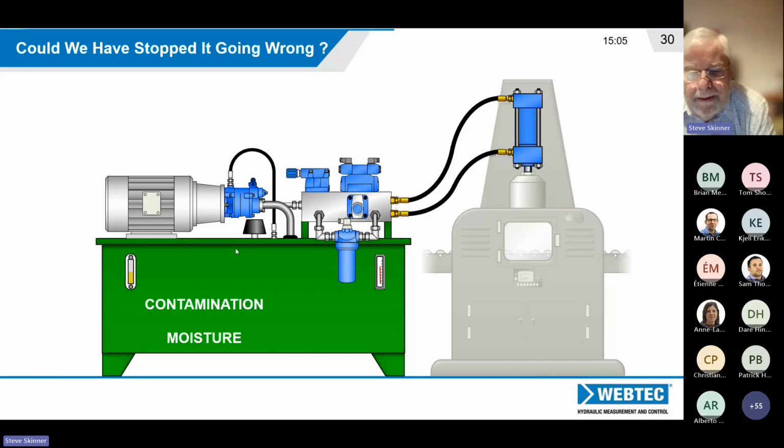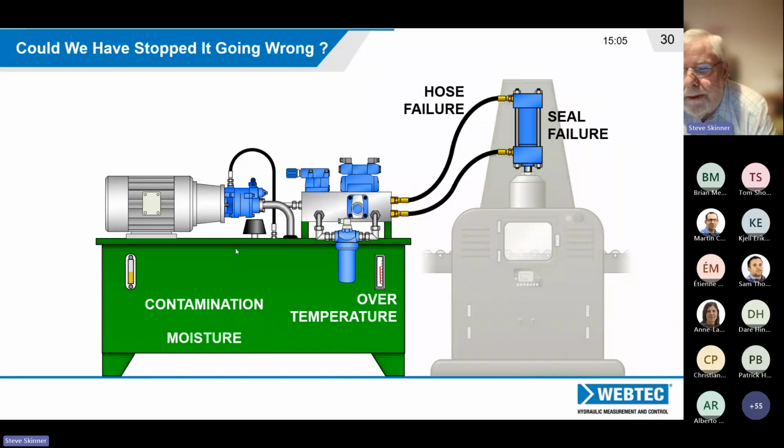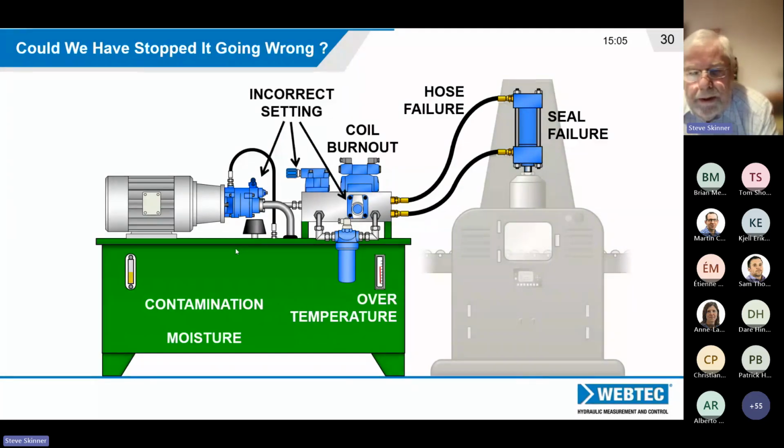We know the pump can fail, but we could get contaminated fluid or moisture in the fluid. That's a possibility. It could start overheating if we're not careful. We can get a hose failure, obviously. We can get seal failures within the cylinder and within some of the valves as well. Coils could burn out on our solenoid valves. All the adjustable components could be incorrectly set, or they could vibrate loose.